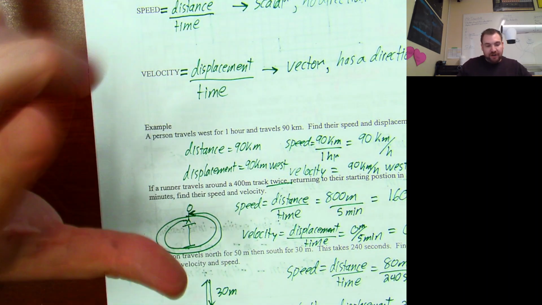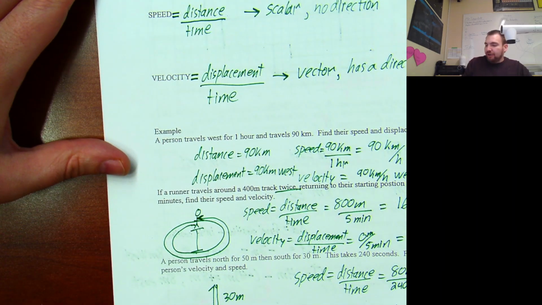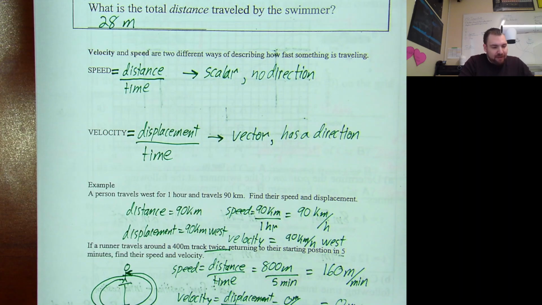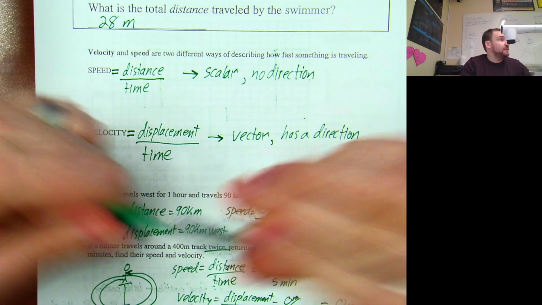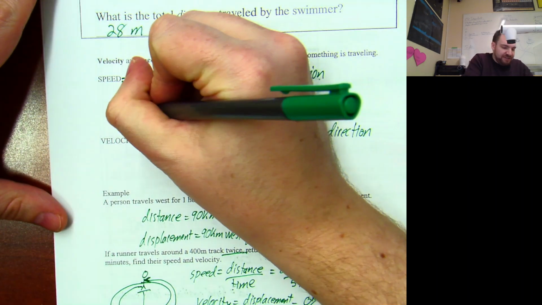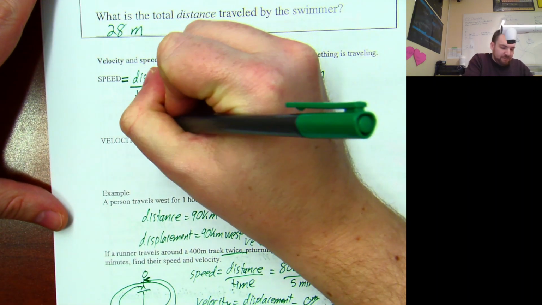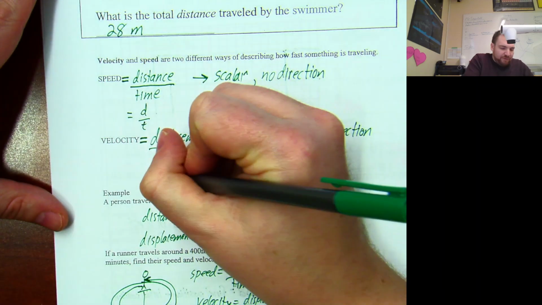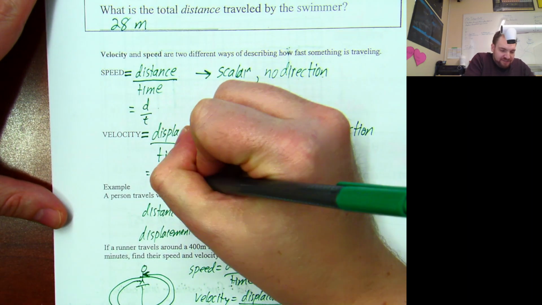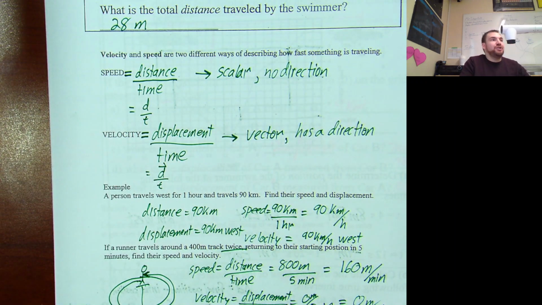So actually, if you could flip back for a second, there's one thing I didn't give you that I totally forgot and definitely should have on this page here, was some symbols. So for distance, if you remember, the symbol for distance is d. The symbol for time is t. For velocity, we had displacement, which is d with an arrow above it. Time is still t. The one thing I didn't do was give you variables for speed and velocity.